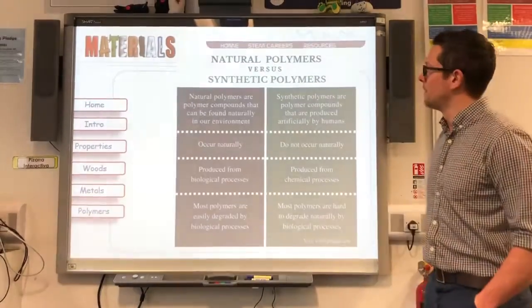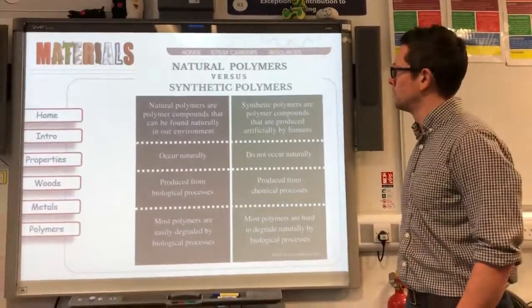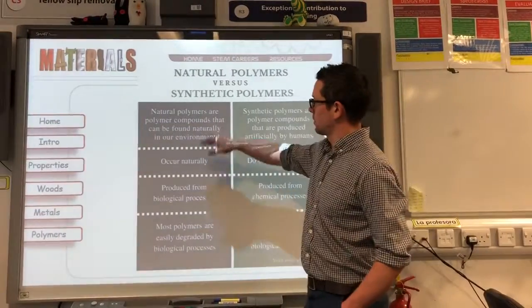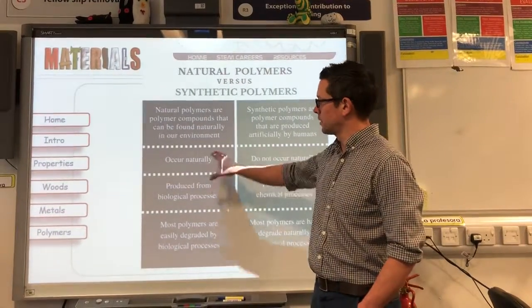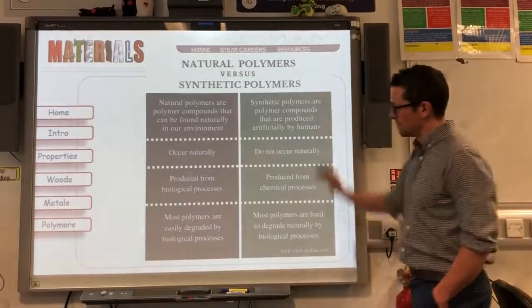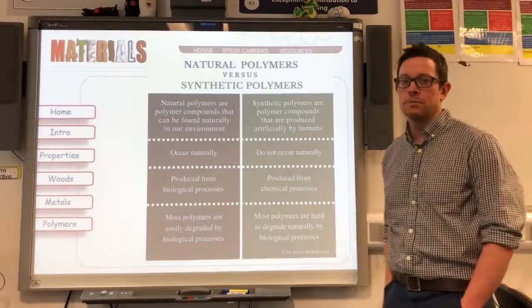Okay, worth remembering that there are natural and synthetic polymers. Okay, natural polymers come from things like rubber, from the environment, they occur naturally. All right, whereas these ones are man-made, they come from oil and they're heavily processed.